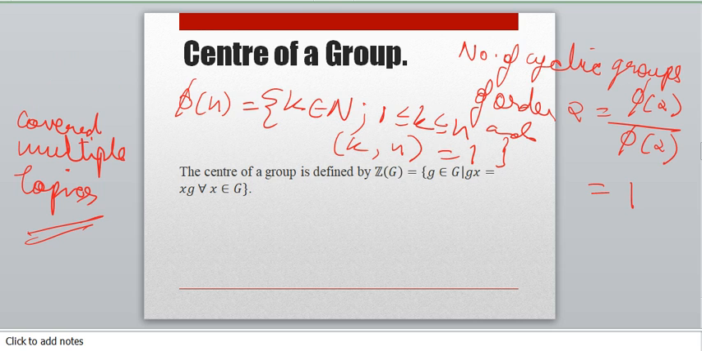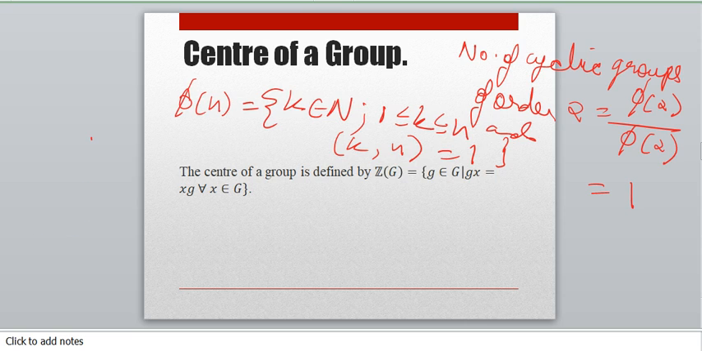Okay, today we are going to talk about the center of a group. So let's rub all this off. Today we are going to talk about the center of a group. Now if you can see below, the definition is clearly given to us. The center of a group. What is the center of a group? The center of a group is defined as Z(G).